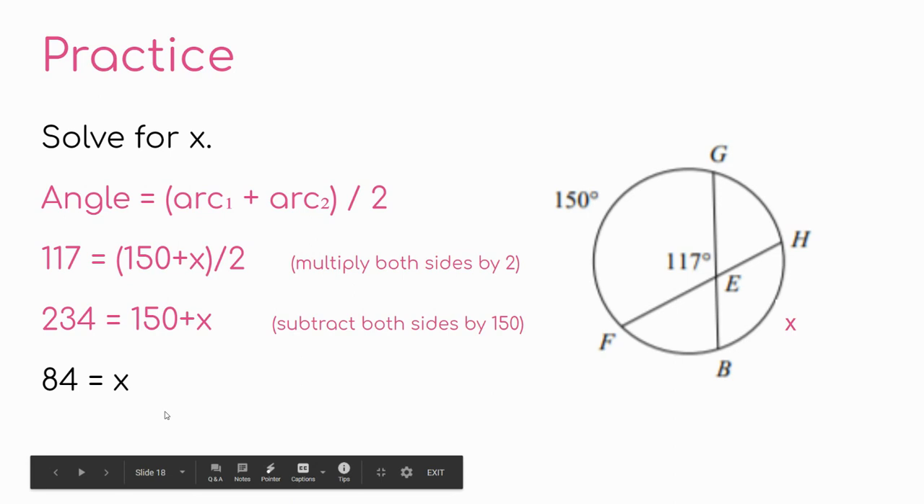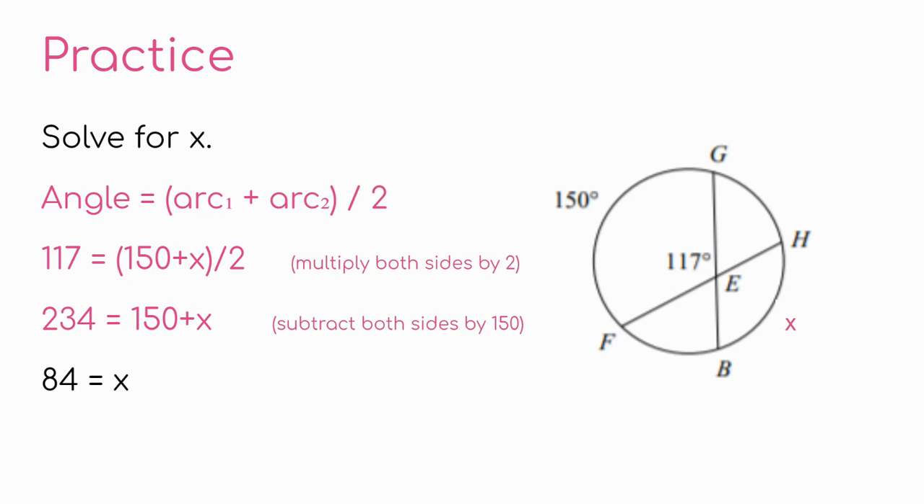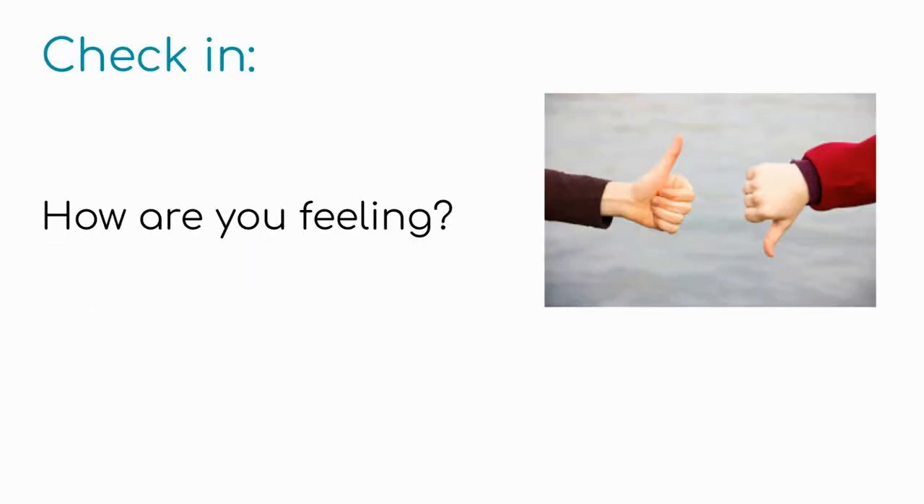You can go ahead and double check your answer. 150 plus 84 is 234, divided by 2 is 117. And that's about as hard as it gets. You're either going to be just plugging the two arcs in and dividing by 2, or you're going to be doing a little bit of algebra, but it's not going to get any harder than that.